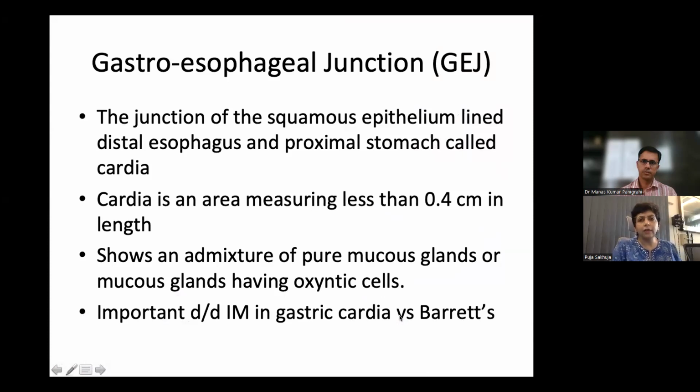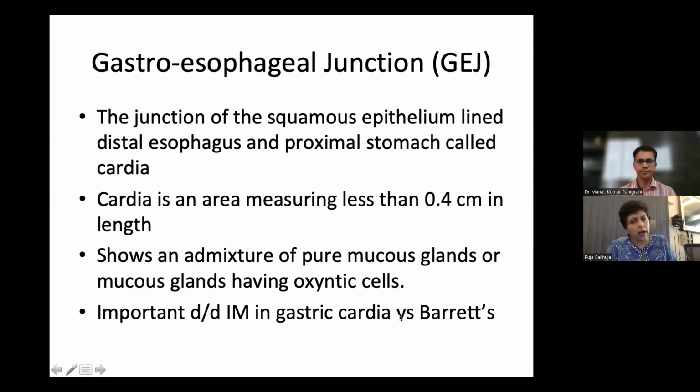So let's have a look now at the gastroesophageal junction. The junction is where the squamous epithelium of the distal esophagus meets the proximal stomach at the cardia. Now, the cardia is actually a very short segment measuring less than half a centimeter. And this region of the junction usually shows pure mucus glands, not the specialized cells that we see in the remaining part of the stomach. An occasional oxyntic cell can be seen, but usually pure mucus glands.